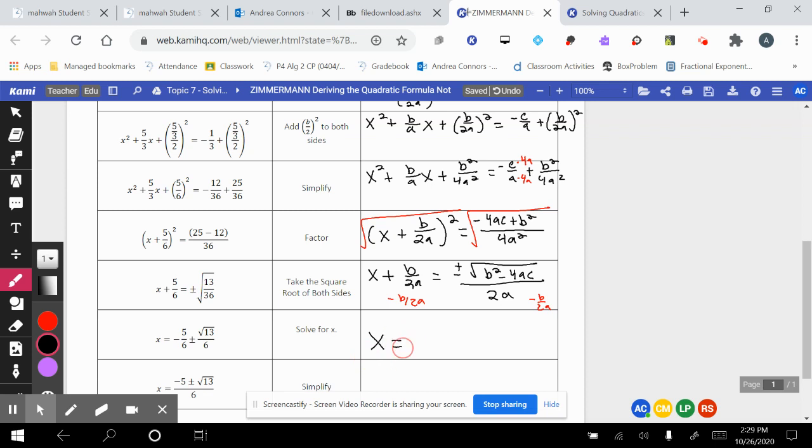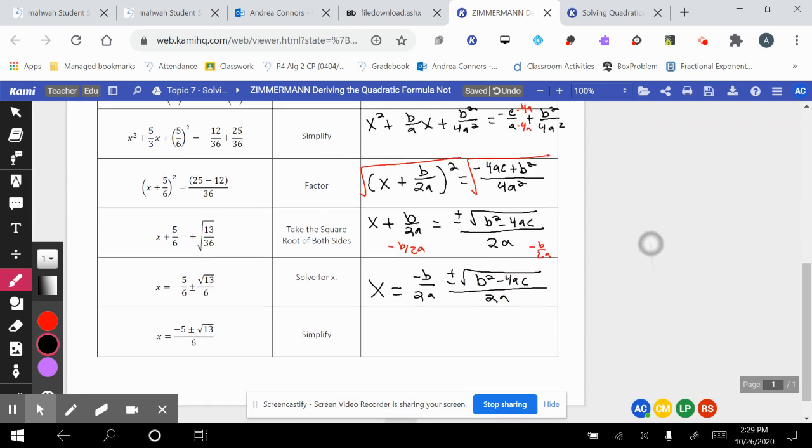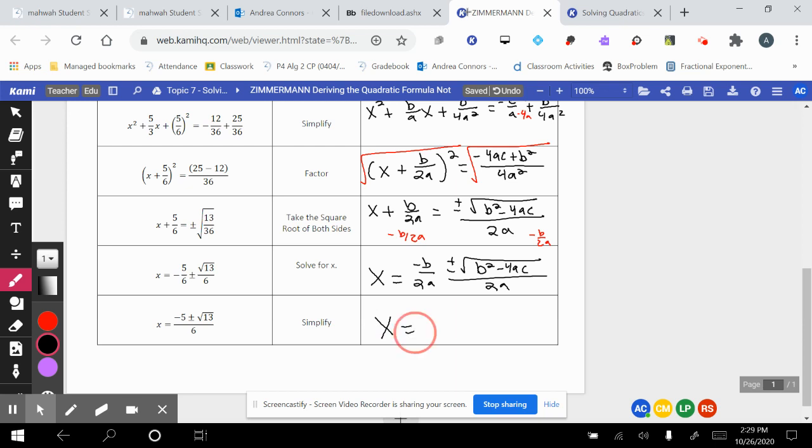And you get x equals negative b over 2a plus or minus the square root of b squared minus 4ac all over 2a, and simplify. So x equals negative b plus or minus the square root of b squared minus 4ac all over 2a. And that is how we came up with the quadratic formula.